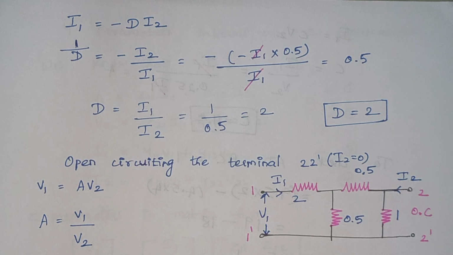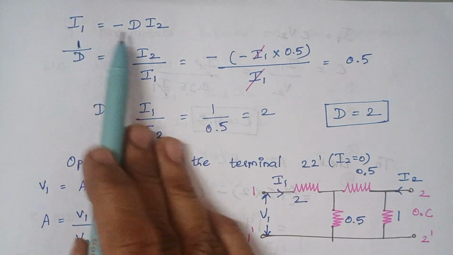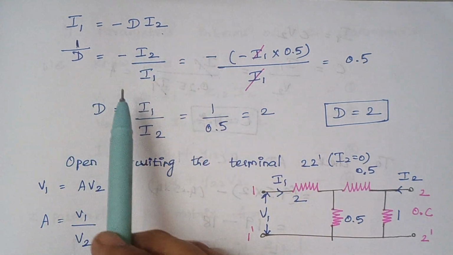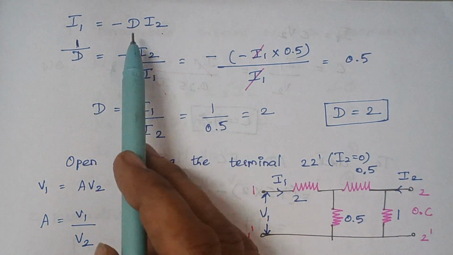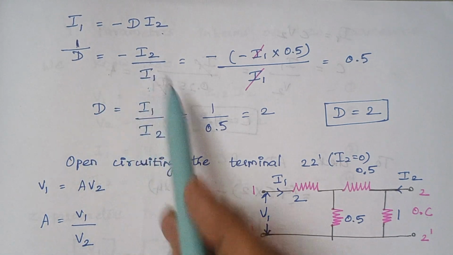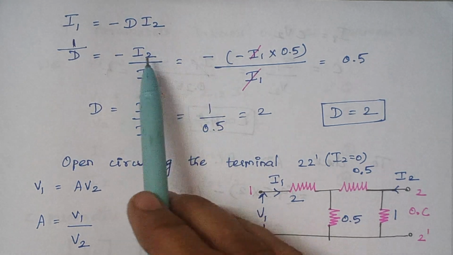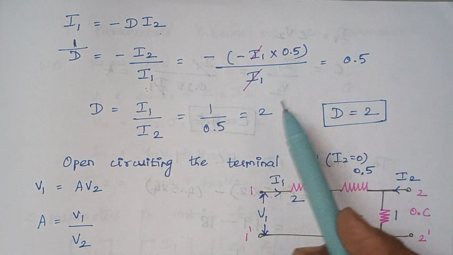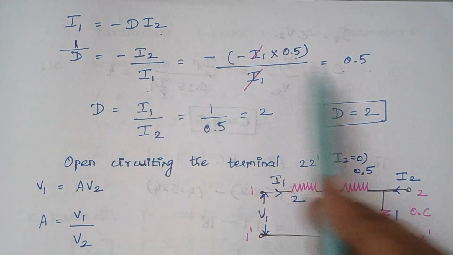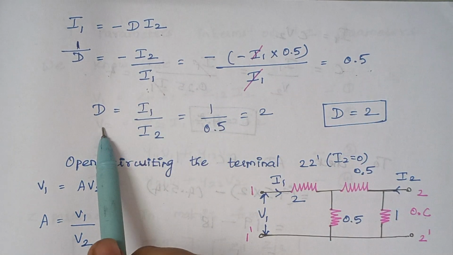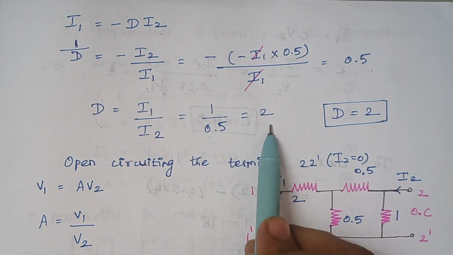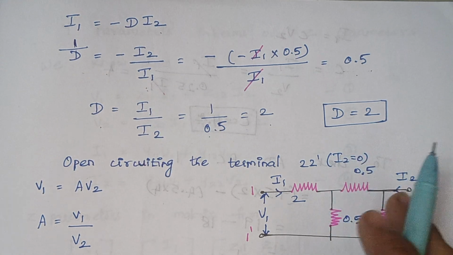So what is the expression for D? You see I1 is given by minus D into I2. Therefore here again we are just rearranging, right? So 1 by D is given by minus I2 by I1. So just now we have calculated the expression for I2. So just substitute it here. So finally we end up with 0.5. So 1 by D is 0.5. Therefore, the value of D, you just have to take the reciprocal. So 1 by 0.5 gives you 2. Therefore, here the value of D is 2.